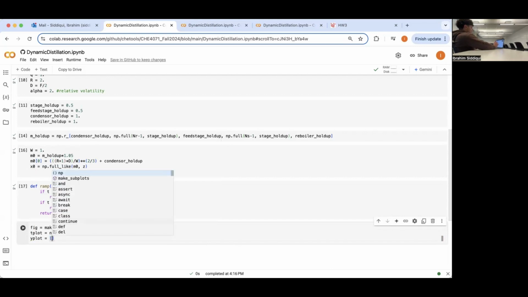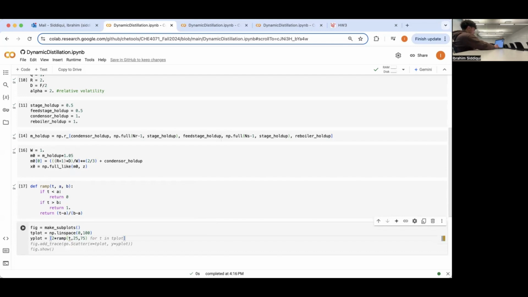well, it's from t, 25 to 75. That's where we wanted to break off and give it our ramps. So we're going to be seeing that, 2 times ramp of t, 25 to 75, and then plus 1, for t in t_plot. There you go. Looks good.